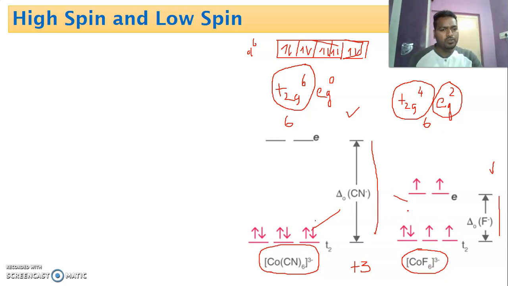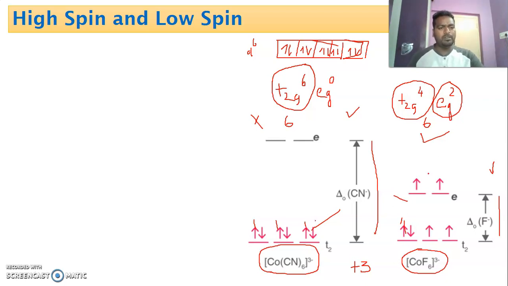But if you apply Hund's rule here, what happens? You just look at it: 1, 2, 3, 4, 5, 6. So the second one follows Hund's rule. This obeys Hund's rule. But here, what happened? 1, 2, 3. According to Hund's rule, the electron should enter this orbital. But instead of entering it, it fills the lower energy orbitals. So this violates Hund's rule. So why does it violate Hund's rule? Why does the second one follow Hund's rule?